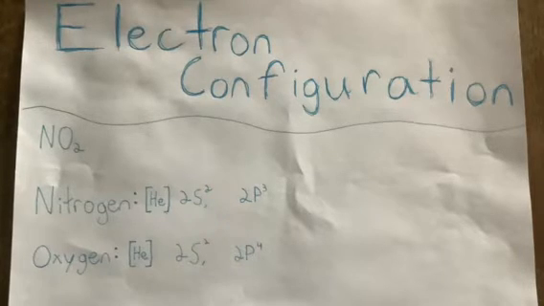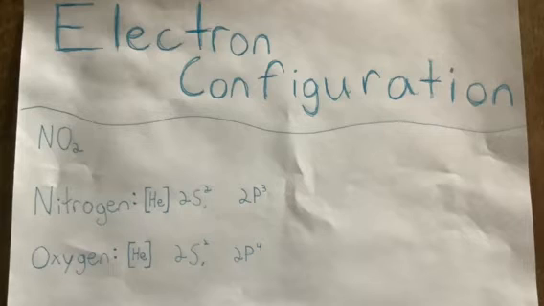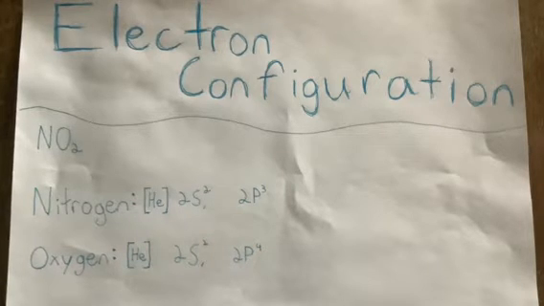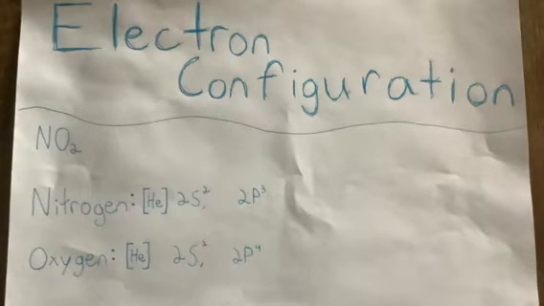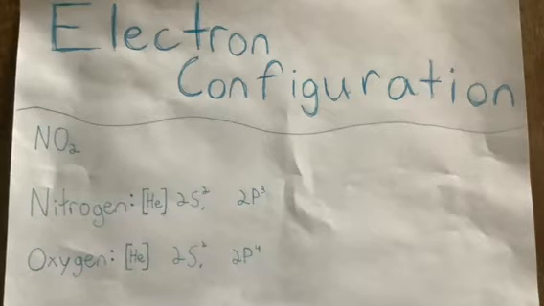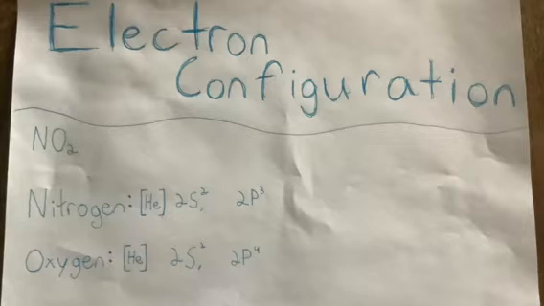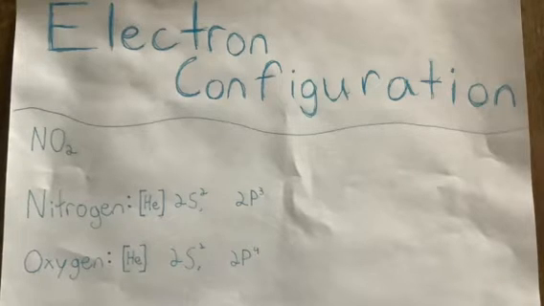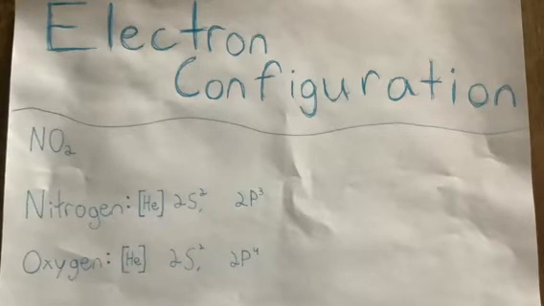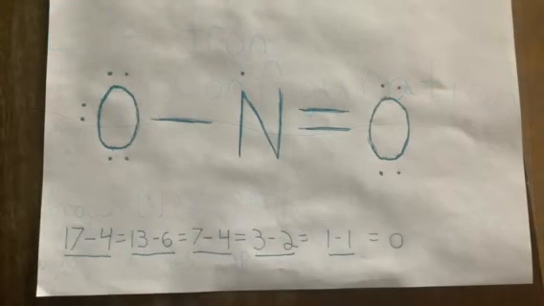When it comes to oxygen, again, we'll find the most recent noble gas, which is helium. We'll put He in brackets, and immediately after, 2s2. Once again, we'll skip the D's and start working on the P's. Oxygen is one more element over on the periodic table than nitrogen, so making it 2p4.